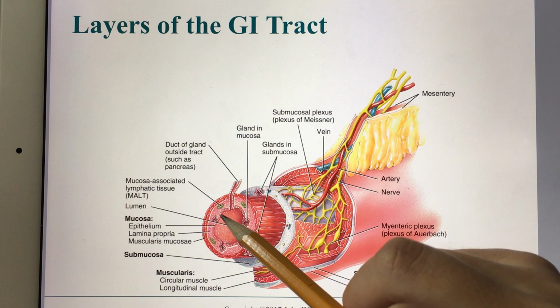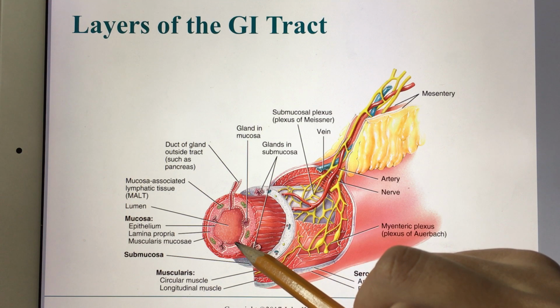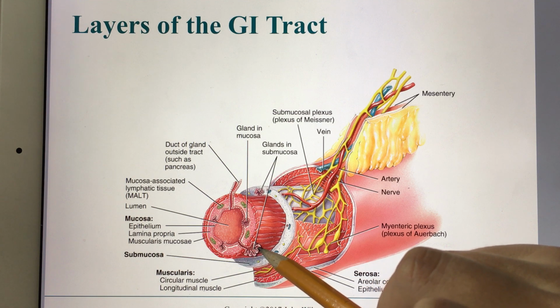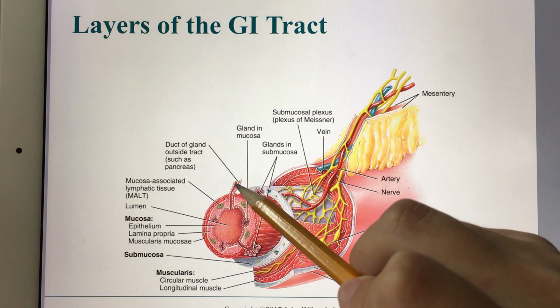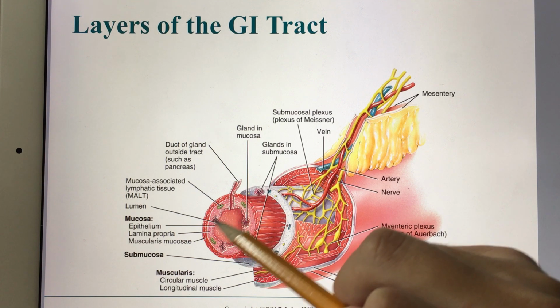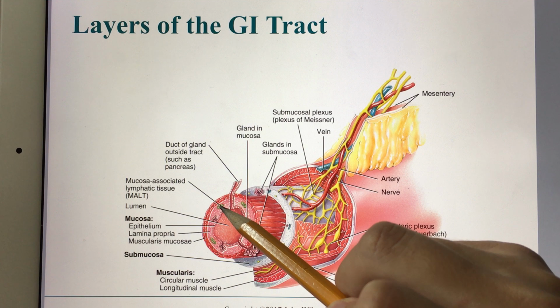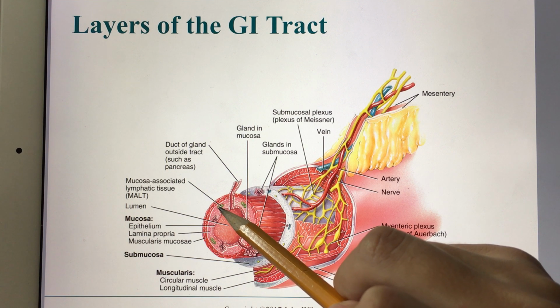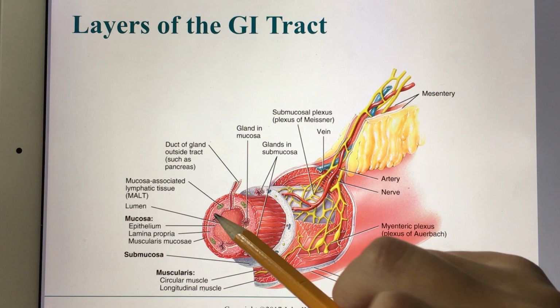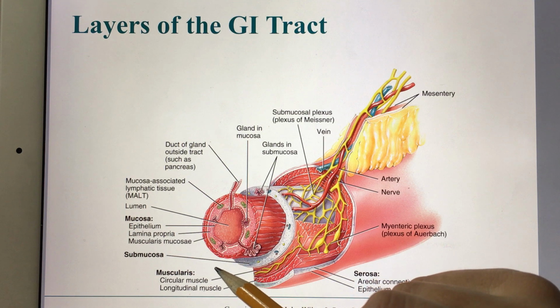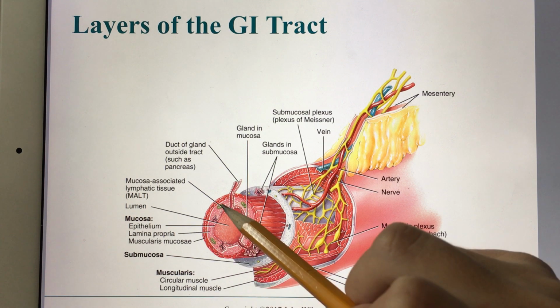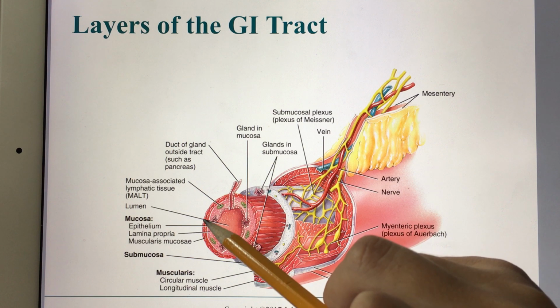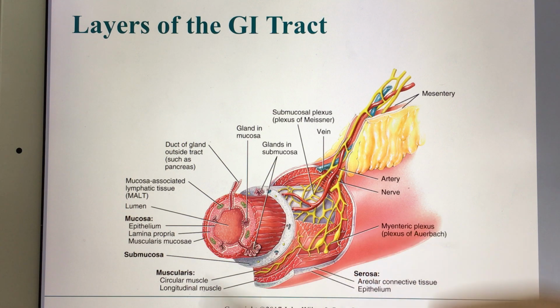The mucosa contains several structures. The epithelium of the mucosa contains the glands that are located deep in submucosa but open up with their ducts into the lumen. The lamina propria contains mucosa-associated lymphatic tissue, so the lymphatic vessels that can absorb fats, for example, from the digestive tract, and also help with the fighting of infections. And then the muscularis mucosa is the muscular layer that will contribute to the motility, to the movement of the food through the digestive tract.